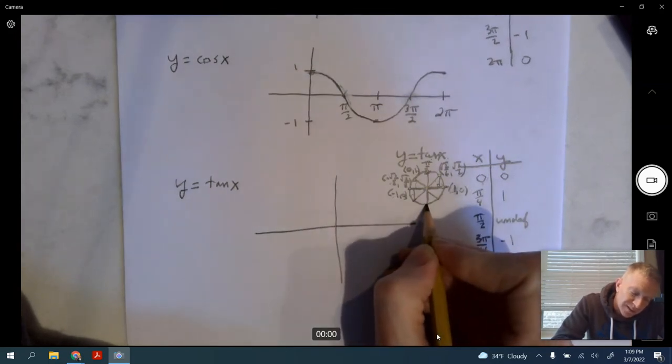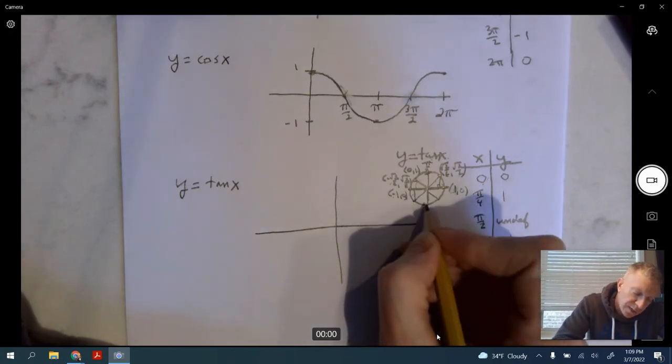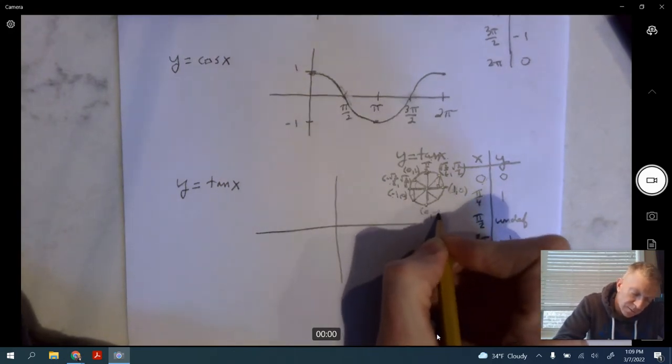But once we get over here, that's 6 pi over 4, or reduced to 3 pi over 2. At that point right here, 0 comma negative 1.